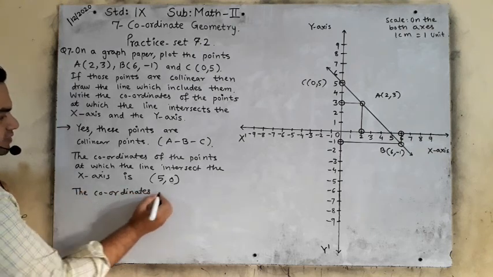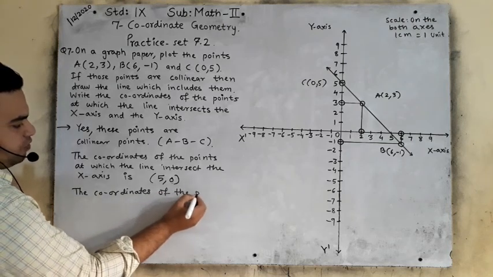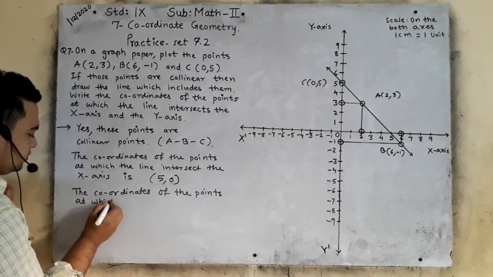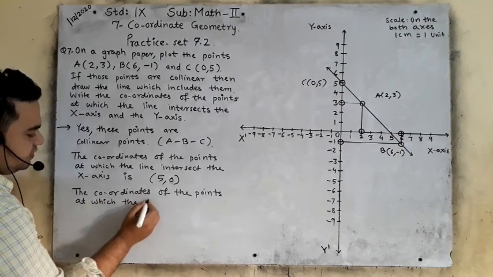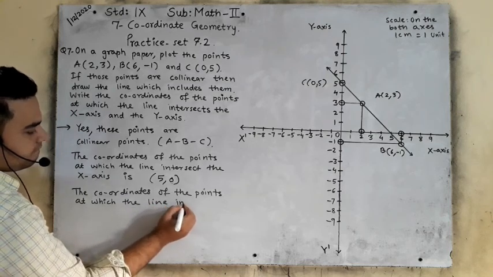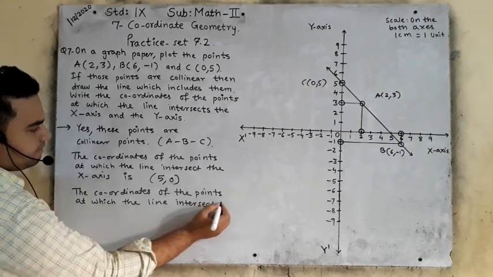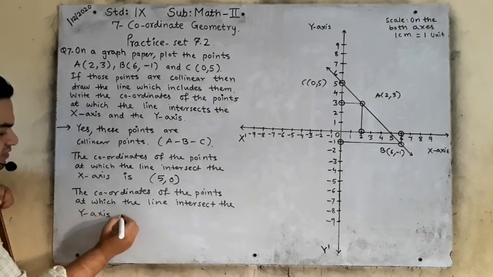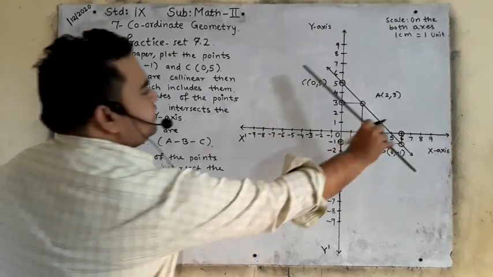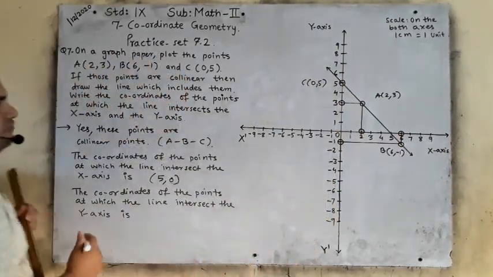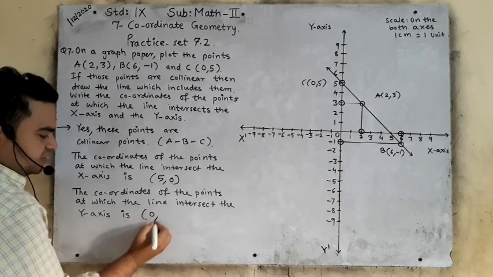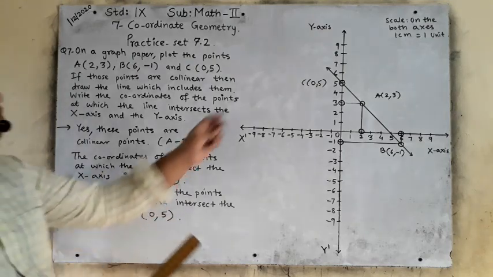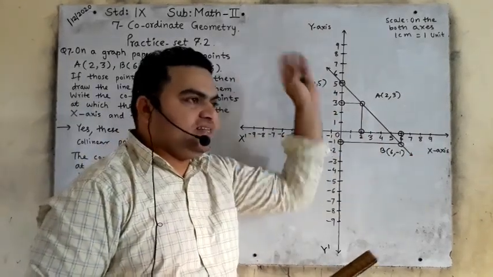The coordinates of the points at which the line intersects the y-axis. Now see, this line intersects the y-axis at 5. It means the x coordinate will be 0 and the y coordinate is 5. I hope you understood this question. These points are collinear. Yes, these 3 points are lying in a straight line.